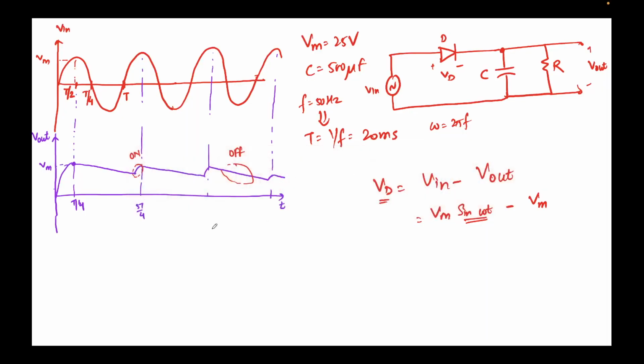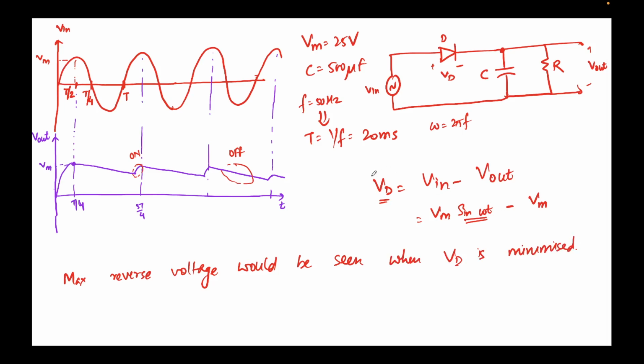Okay, so I will write that maximum reverse voltage would be seen when VD is minimized. So whatever the minimum value for this expression, that will be the maximum reverse voltage.